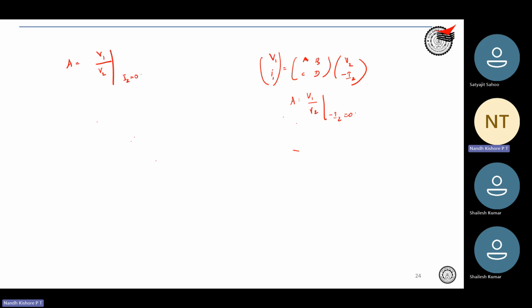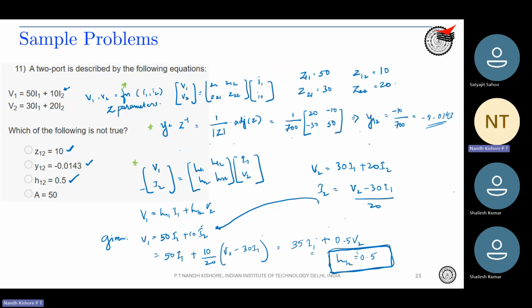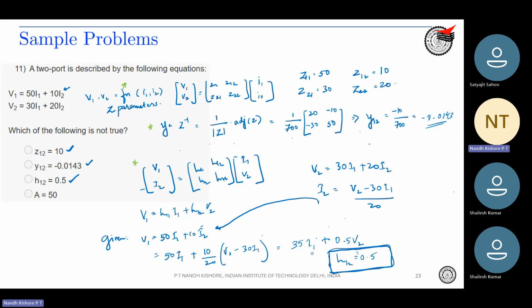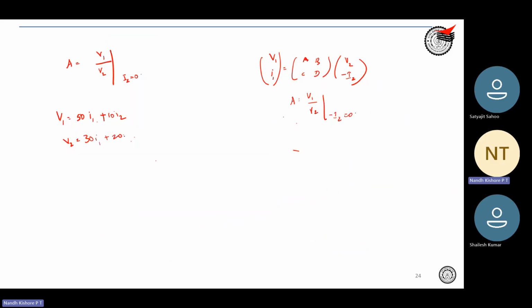V1 by V2 at I2 equal to 0. So in the given equation itself, put I2 equal to 0. The given equations are V1 is equal to 50 I1 plus 10 I2 and V2 is equal to 30 I1 plus 20 I2. Put I2 equal to 0. So you get 50 I1 is equal to V1 and V2 is equal to 30 I1. So what is V1 by V2? V1 by V2 is basically 50 I1 by 30 I1. You get 5 by 3.